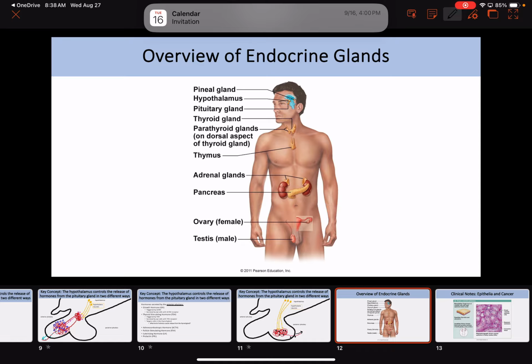You learned about it in B32 with sleep schedules and stuff. At least it was briefly mentioned. We won't be talking about it in this class, but hypothalamus for sure, pituitary gland.